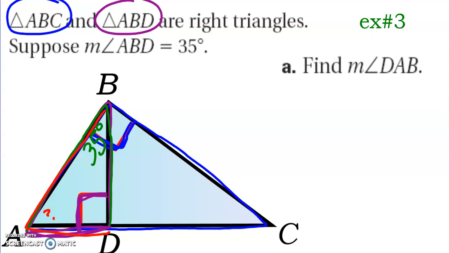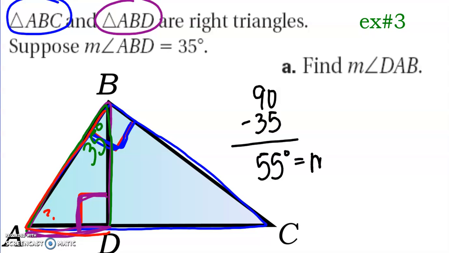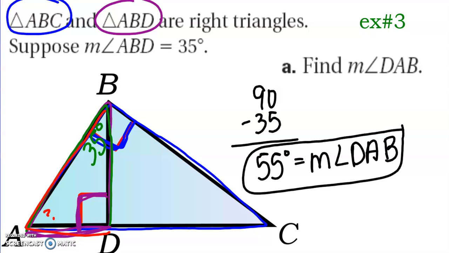So since triangle ABD is a right triangle, the corollary tells me that these two acute angles, the 35 degrees and the unknown angle that we're trying to find, have to add up to 90. That's what the corollary or the shortcut tells me. So we're going to subtract 35, and that gives me an angle measure of 55 degrees for angle DAB. So we know that this angle is 55 degrees. If you want to check, do 90 plus 35 plus 55 and make sure that you get 180 degrees.